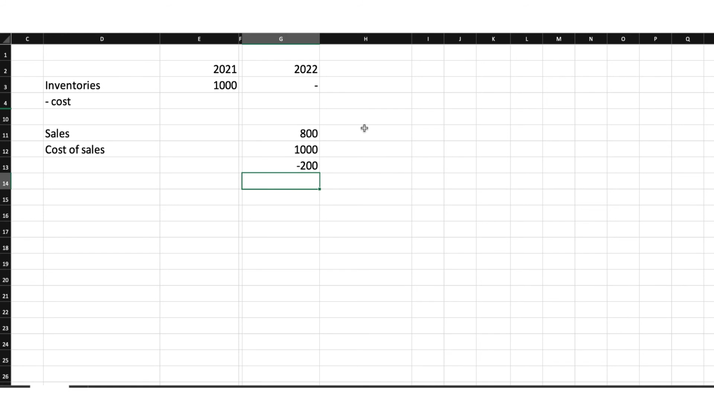So we had inventories in 2021 still on hand at cost at the end of the period of 1,000. I sold them for 800 Rand in 2022. So as things stood here, cost of sales would be 1,000, and I would write down to 200 Rand gross profit.